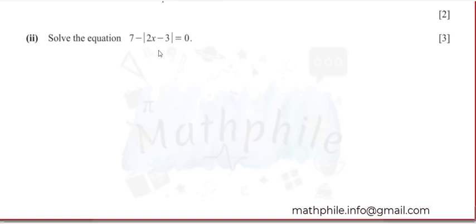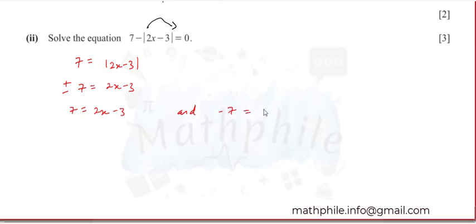So with this question, I would advise again to isolate the modulus and work with it. So let me move the modulus to the other side of the equation because it's negative, so that becomes positive. This then gives you 7 is equal to modulus of 2x minus 3. From here, we can take off the modulus by introducing plus or minus. So plus or minus 7 is equal to 2x minus 3. Then this gives you 7 is equal to 2x minus 3, or negative 7 equal to 2x minus 3.